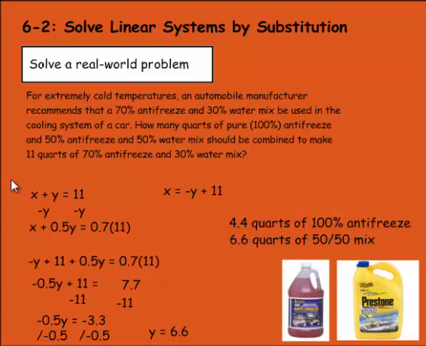So just to recap, we knew that it took a total of 11, so we did the 100% plus the 50% equals 11 quarts. Then we found our equation here. 100% is just 1, plus 50% is 0.5 times y, equals the total amount of antifreeze, which is 70% of 11 quarts. Using these two equations, we solved it and got our amount of quarts.